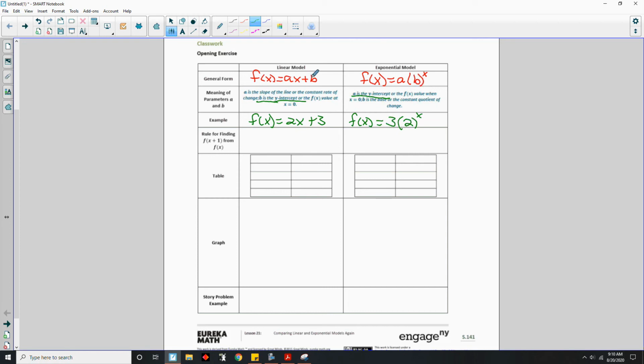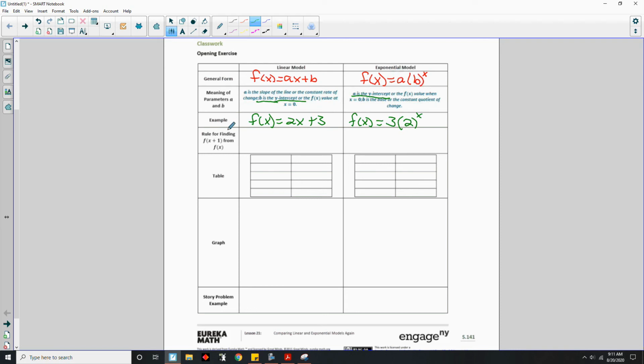Why do we say ax plus b, and why don't we say ba to the x? Whenever we do general forms of equations, we just go in alphabetical order, and that's just the way it works. So a does not equal a in this case. A equals b, and b equals a.